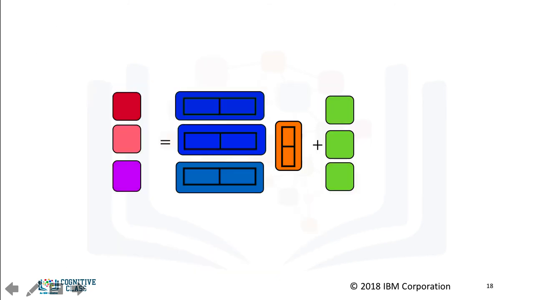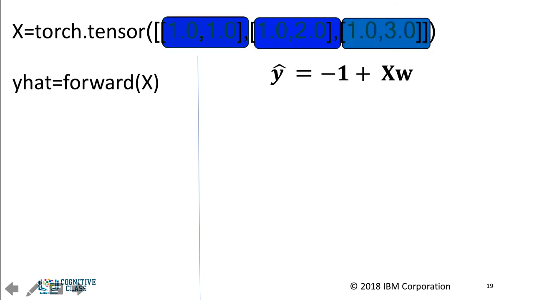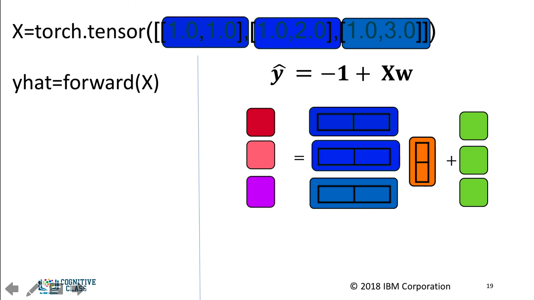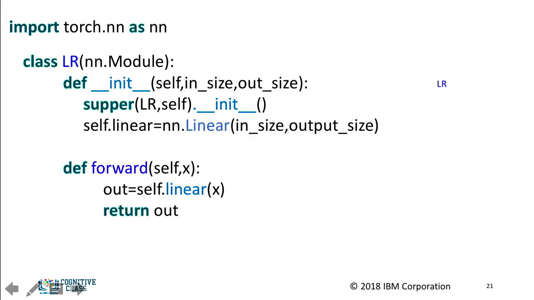So let's see how to implement this in PyTorch. We simply have our tensor x. We call the forward function. This implements the following equation, and we get the result. As you can see, we had a tensor with 3 rows and 2 columns, and the result was a tensor with 3 rows and 1 column.